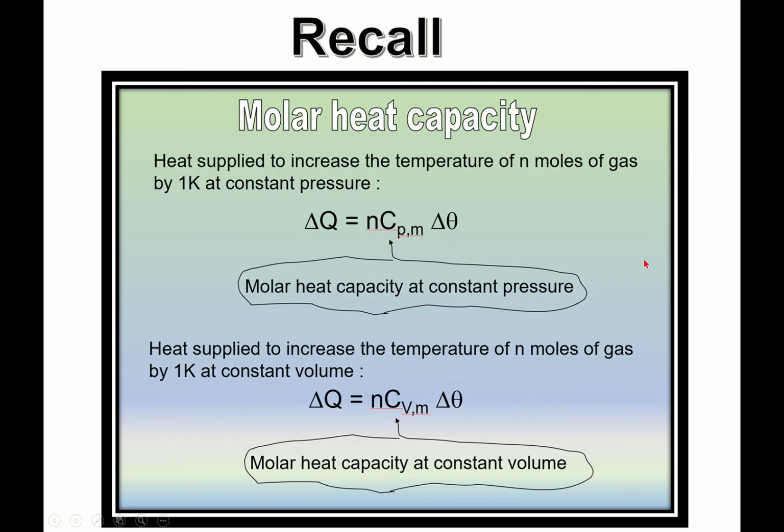In the previous lesson, we discussed that the heat supplied to increase the temperature of n moles of gas by 1 Kelvin at constant pressure, delta Q, is given by n CPM delta theta, whereas the heat supplied to increase the temperature of n moles of gas by 1 Kelvin at constant volume is given by delta Q equals n CVM delta theta.